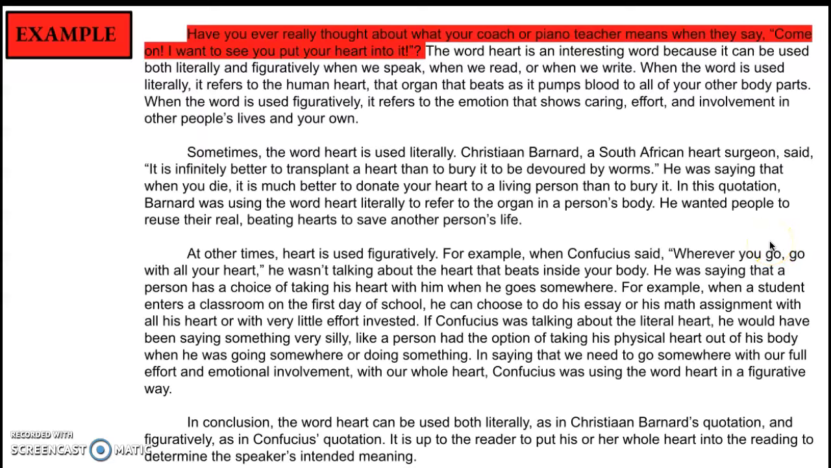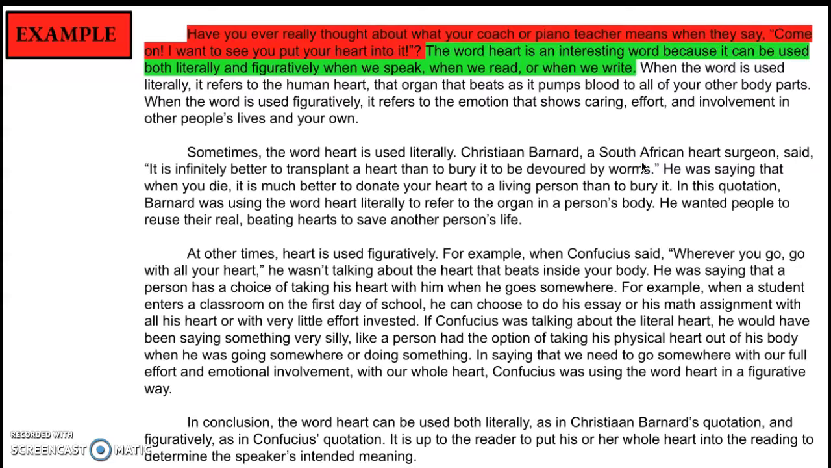Okay, in this example, the first sentence hooks the reader into the topic. It is called the introduction sentence or the hook. This sentence is the introduction. This sentence is read because it captures the reader's attention. In this heart essay, the writer asks a question about how the heart might be used in the reader's own life. What does the second sentence do?